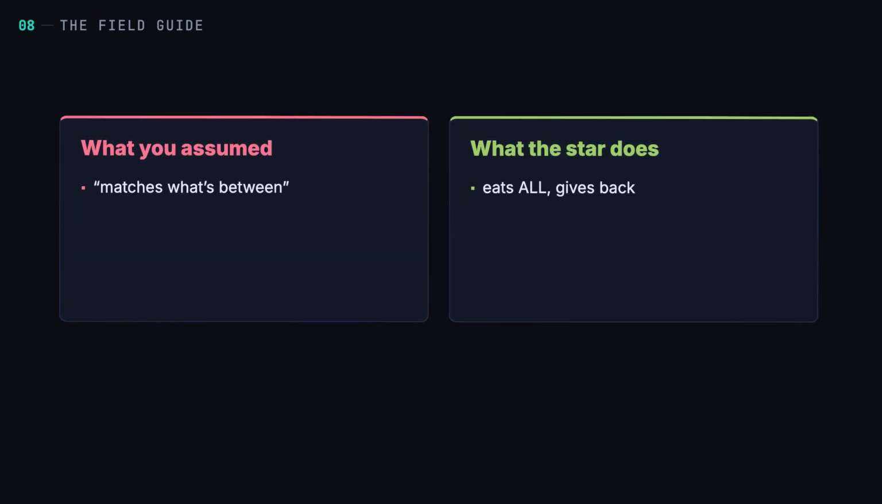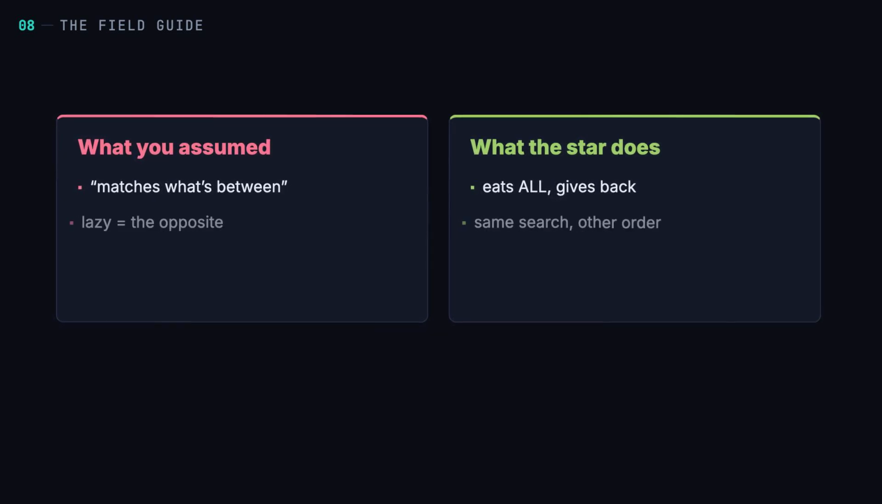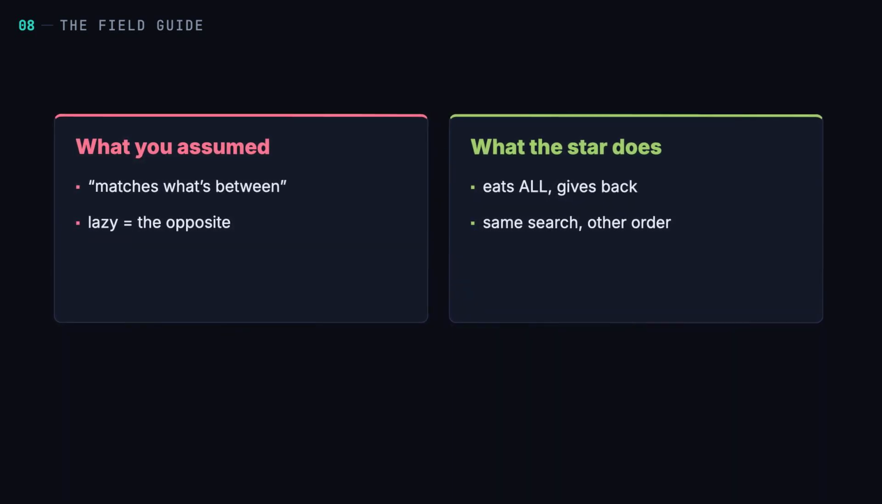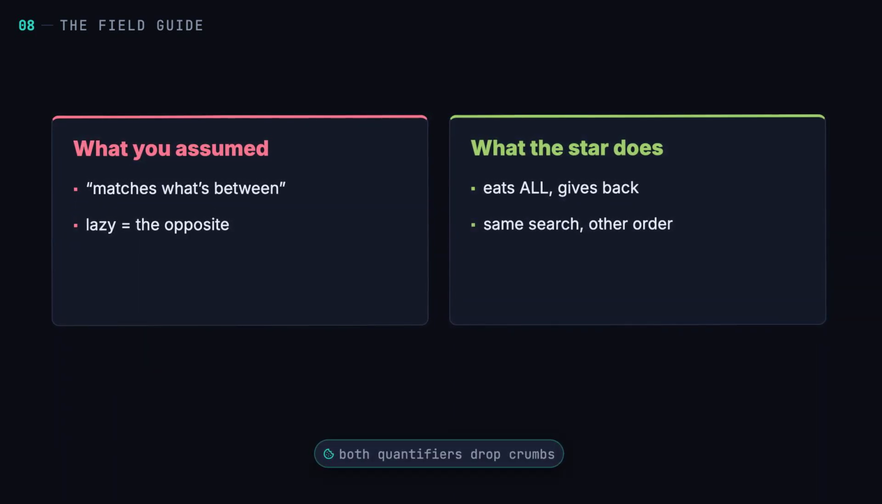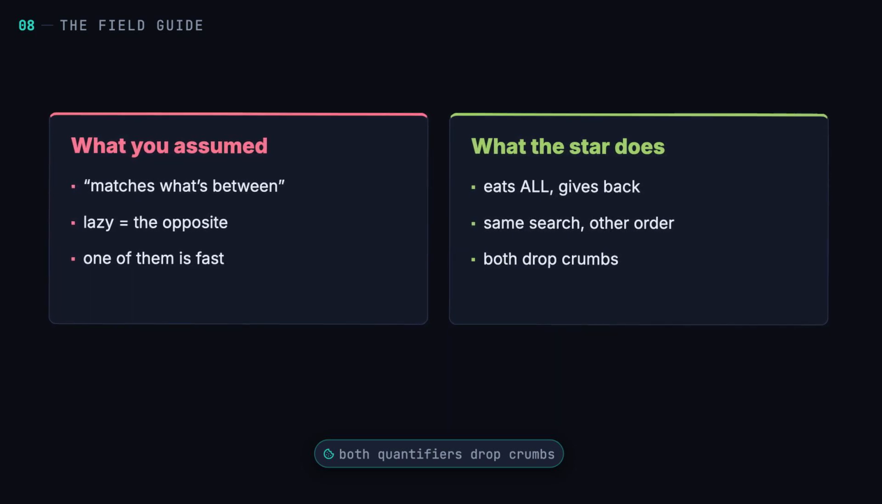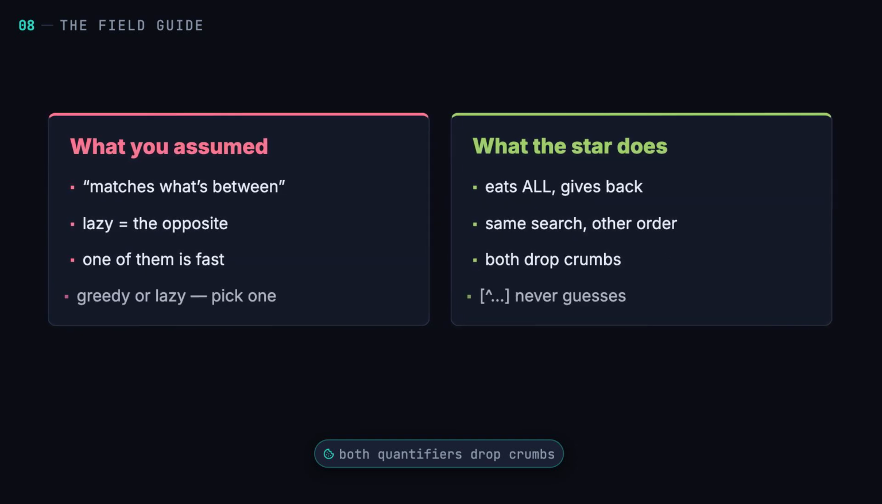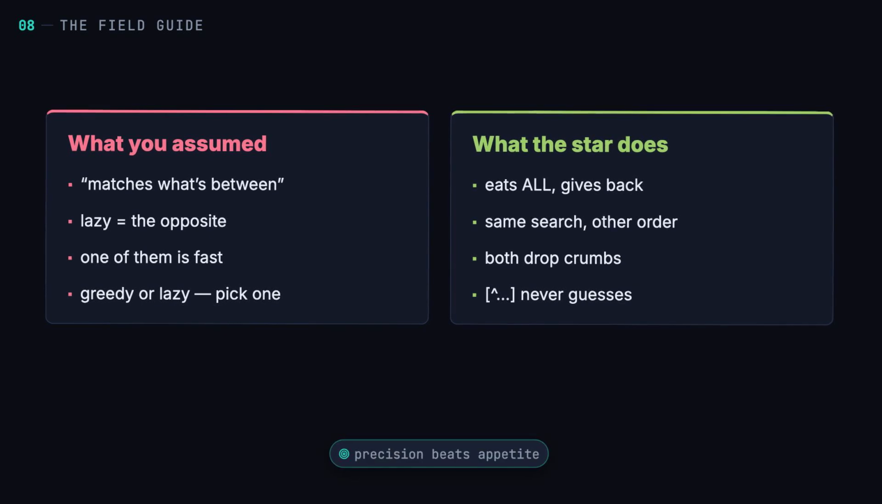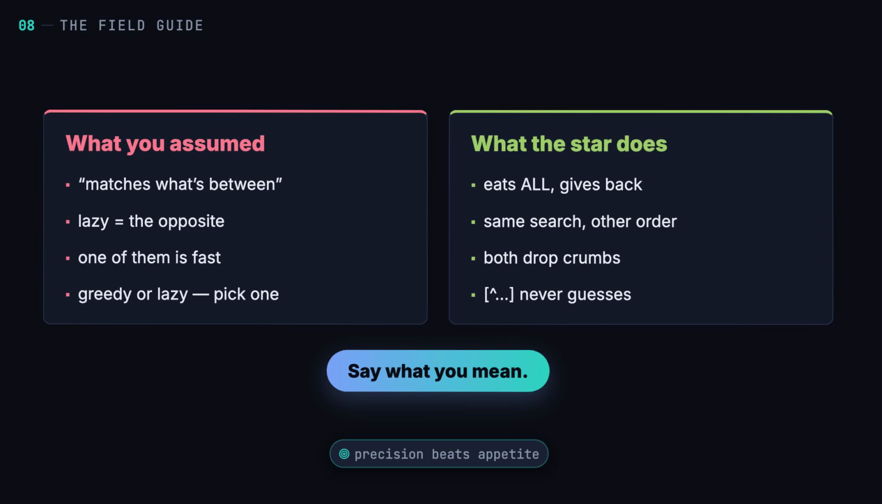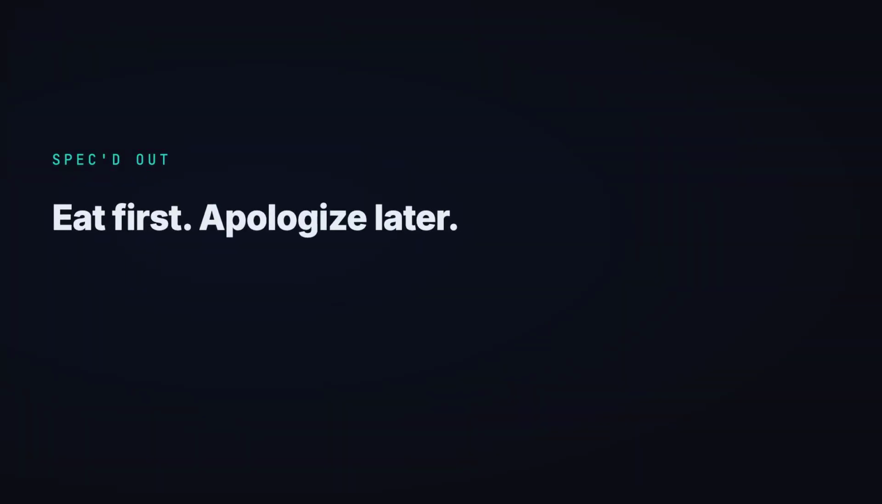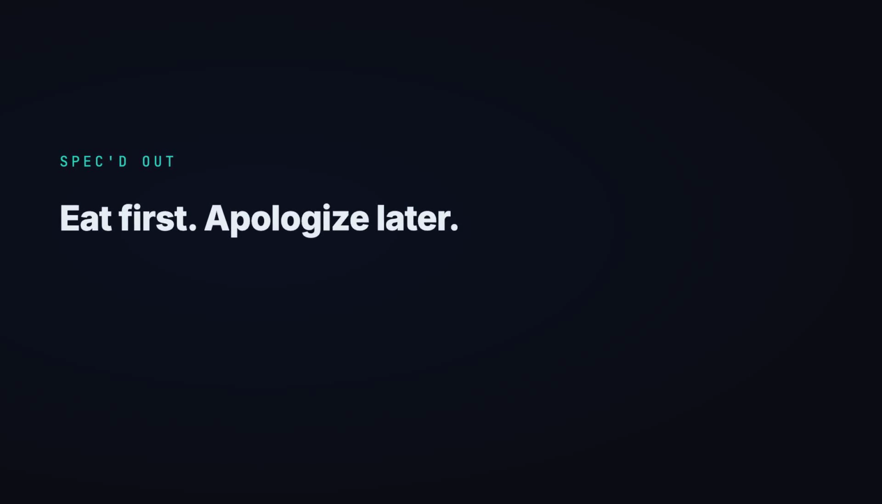Your field guide. You assumed dot star means the stuff in between. It means eat everything, apologize later. You assumed lazy is the opposite. It is the same search in the opposite order, sometimes a different match. You assumed one of them must be the fast one. Both drop a crumb per character. The fast one is the pattern with no choices at all, the negated class. Say what you mean and the runner never guesses. The star eats first and apologizes later. The question mark tiptoes and checks, and both pave the corridor with breadcrumbs. When you can, write the pattern with no choices at all. That is greedy, lazy, and the third option nobody teaches.